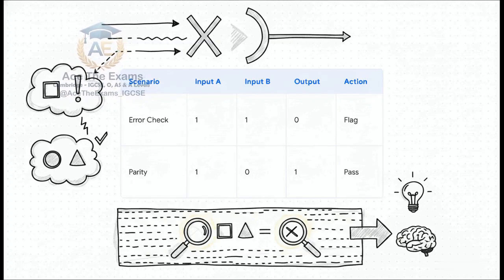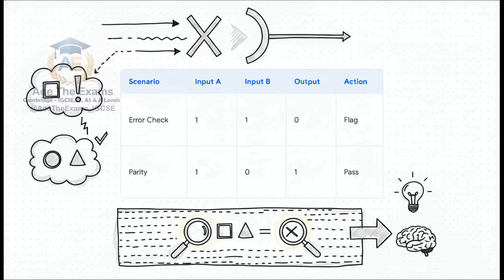If the inputs match, it flags an error. If they differ, it passes. Being able to quickly extract this kind of core trend from a wall of raw data is exactly what separates the A-star students from everyone else.